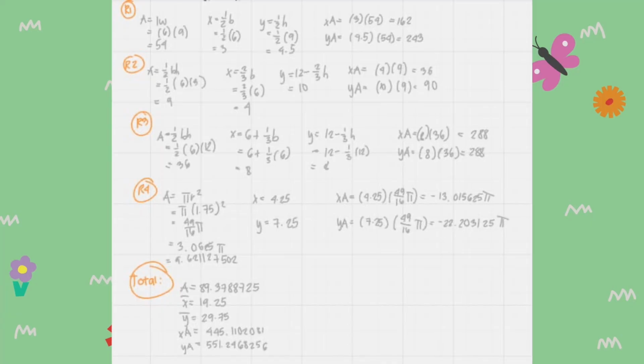And our total area is 88.725. Our total x is 19.25. Total y is 29.75. Total x times area is equal to 445.11028081. And our total y times area is equal to 551.2468256.